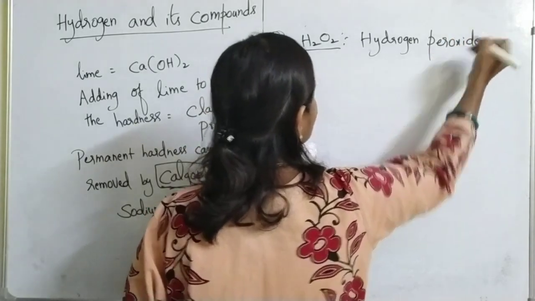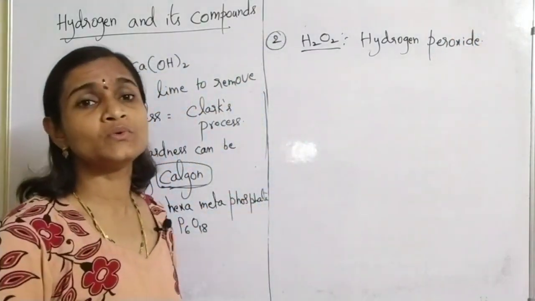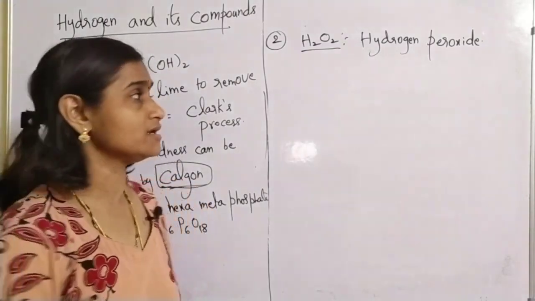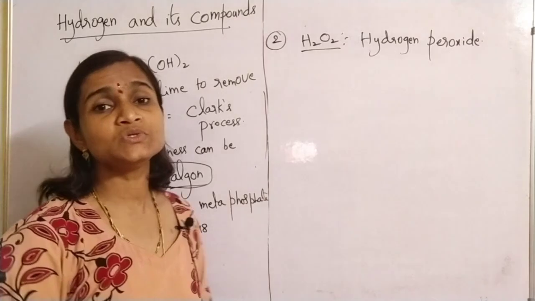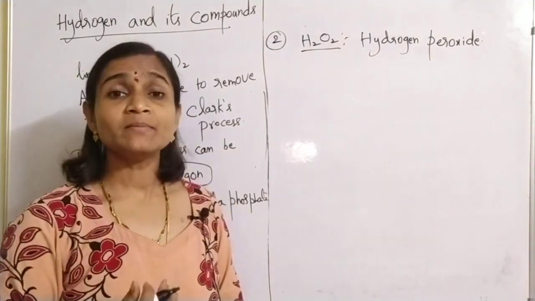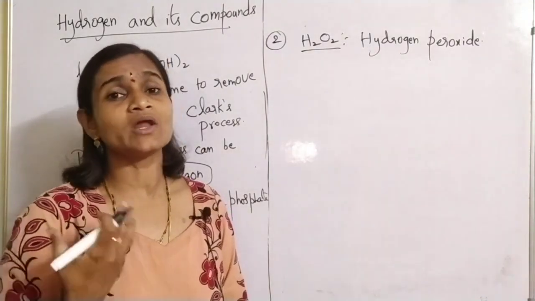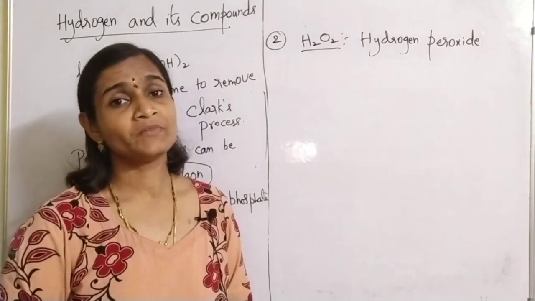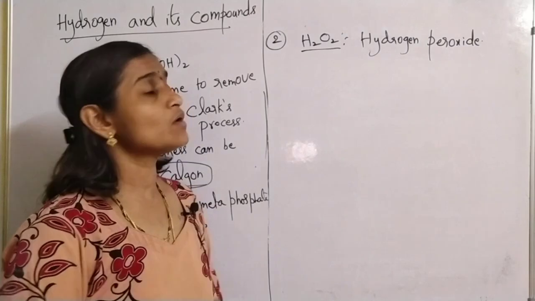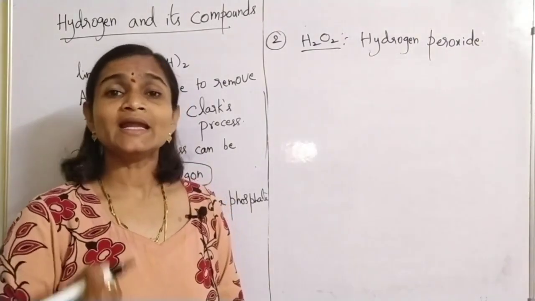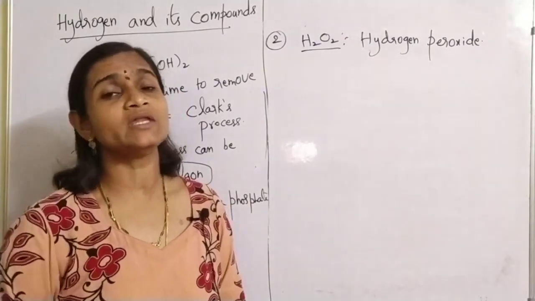Hydrogen peroxide. H2O2 means what? Hydrogen peroxide. So this is mostly used as what? It can be used either as an oxidizing or as a reducing agent. It can be used in both ways, either as an oxidizing agent or a reducing agent.